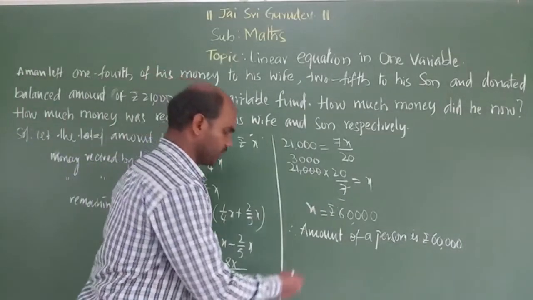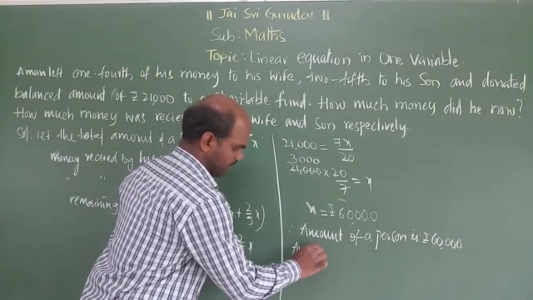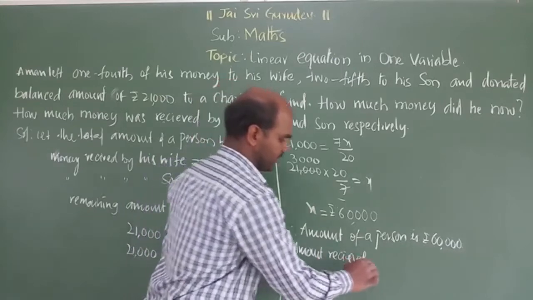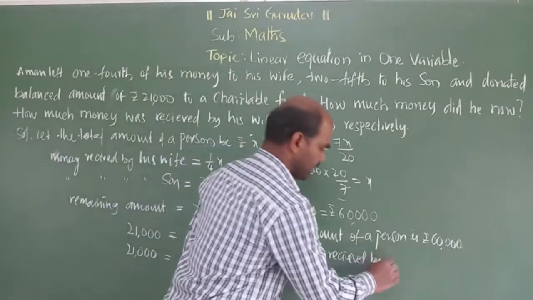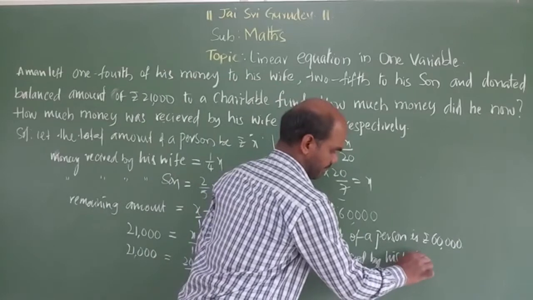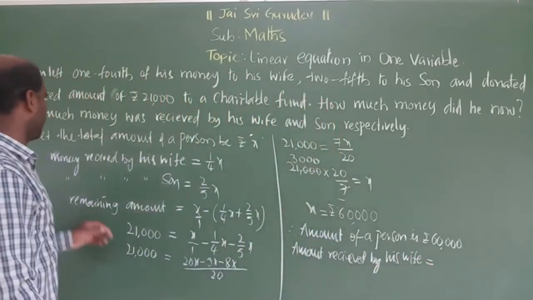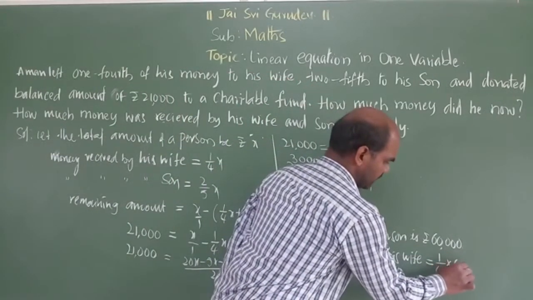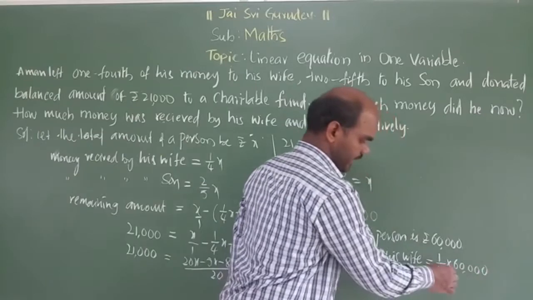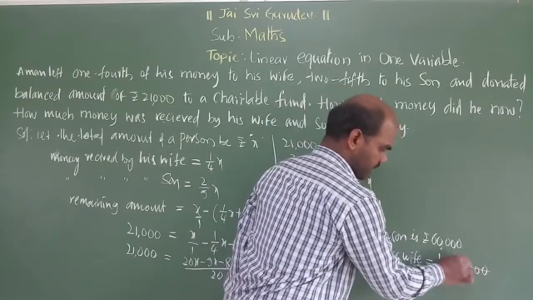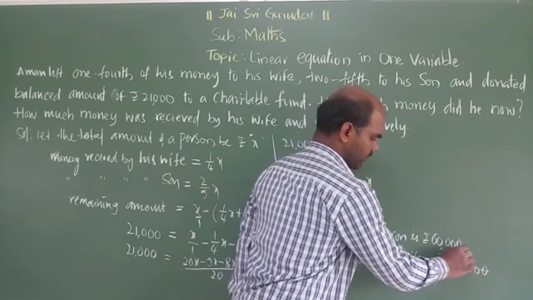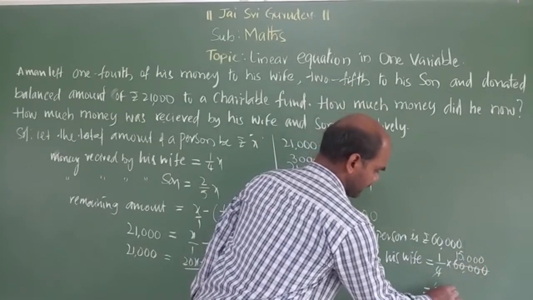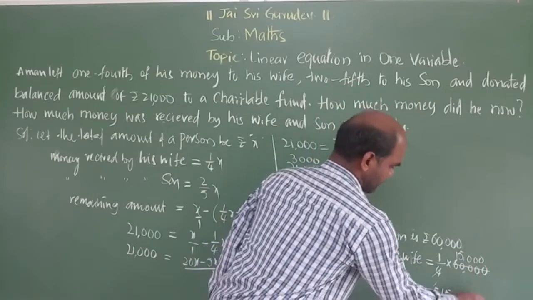The amount received by his wife is equal to 1 by 5 into 60,000. 5 sixes are 30, 5 twos... then the remaining zeros. It means she got 12,000 rupees.